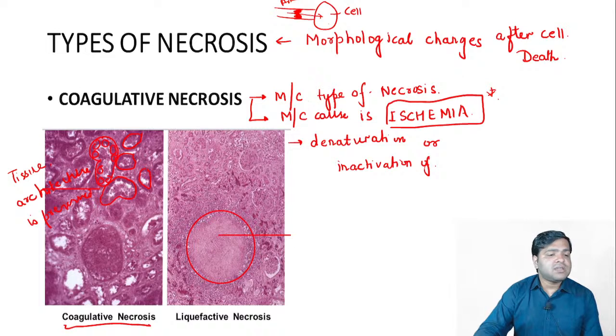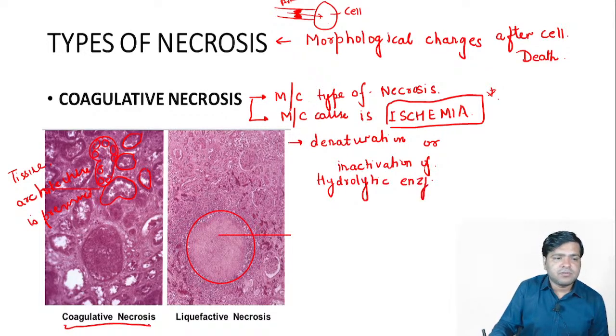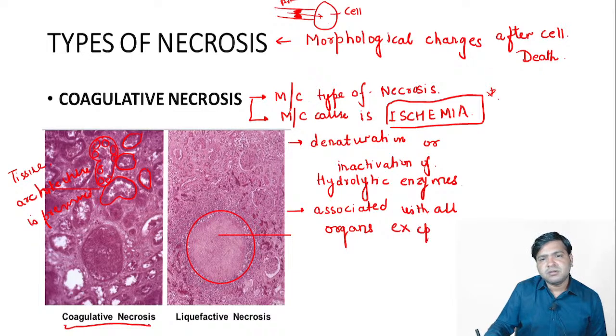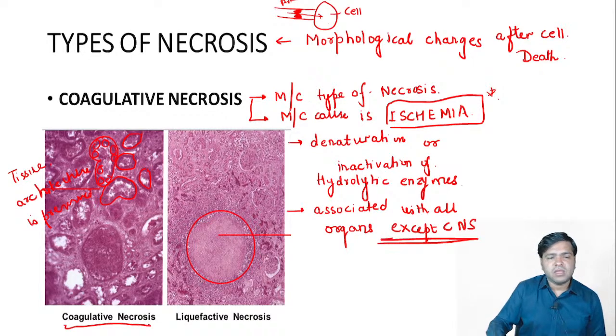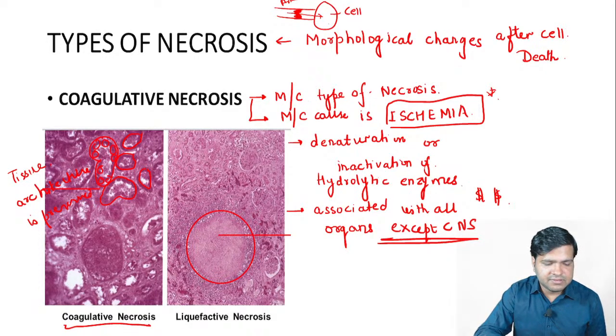So it is the denaturation or inactivation of hydrolytic enzymes. It is seen in all organs. Coagulative necrosis is seen in all organs except the CNS. Just put this in dollars. Okay, except CNS.